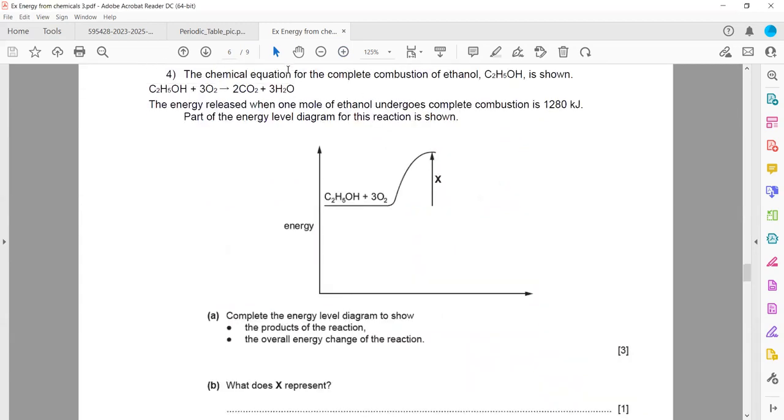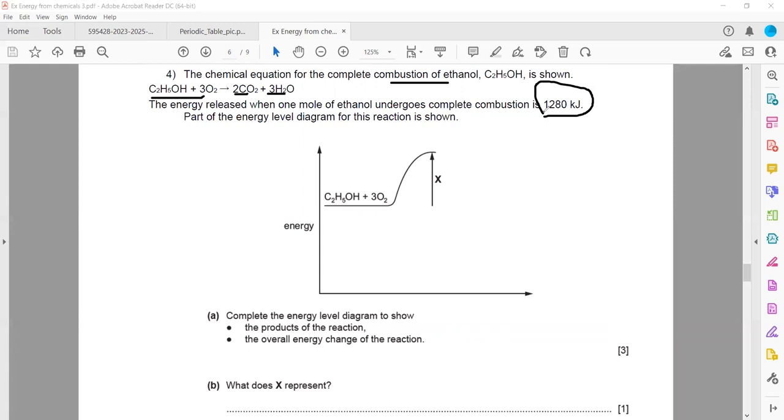In this question, the chemical equation is for a complete combustion. Burning is always exothermic. So when we burn ethanol, it gives carbon dioxide and water. When 1 mole of ethanol undergoes combustion, the energy released is 1280. That's the energy change or energy released.